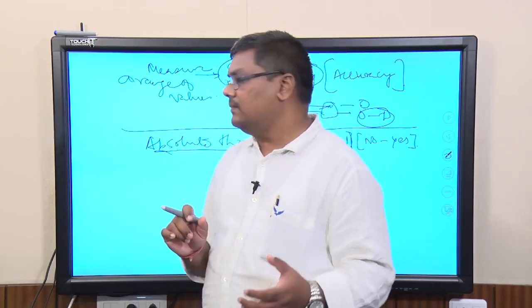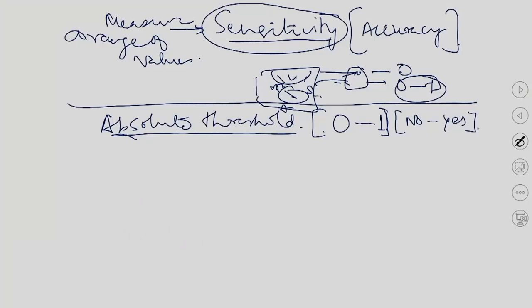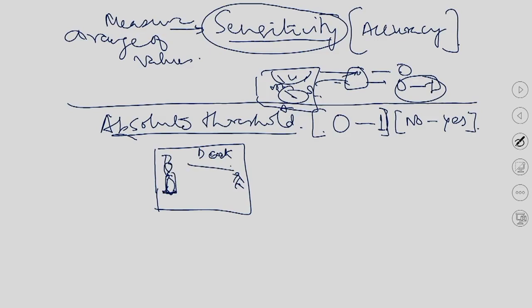What is the meaning of this? Let's try and understand. Let's take a simple experiment. Let's say I take a person and put this person into a room which is dark. So, this is a dark room. And then I light a candle. This is the candle which I have, a flame. And this person has to see this candle and tell me whether he is able to see light or not.